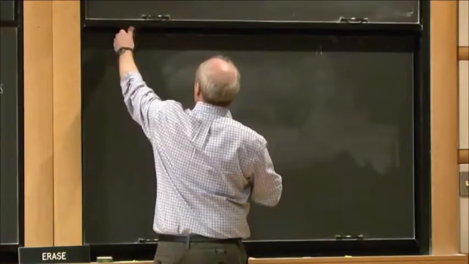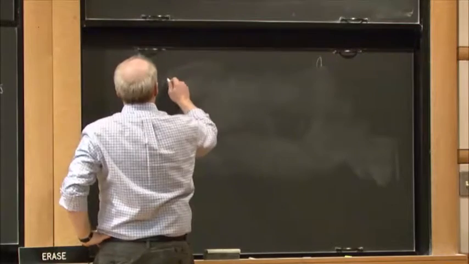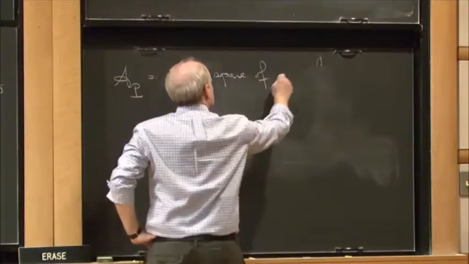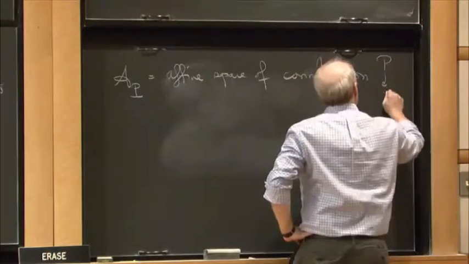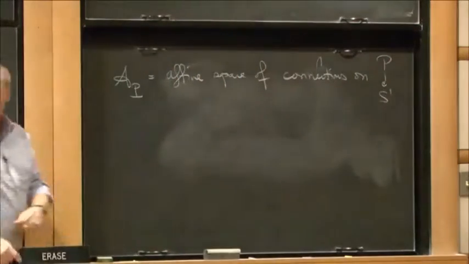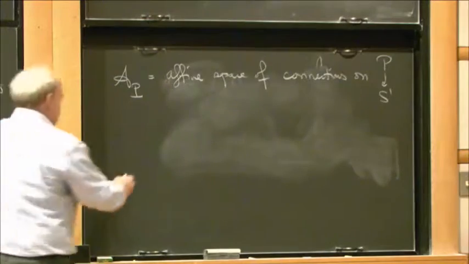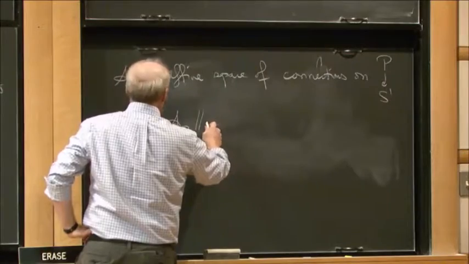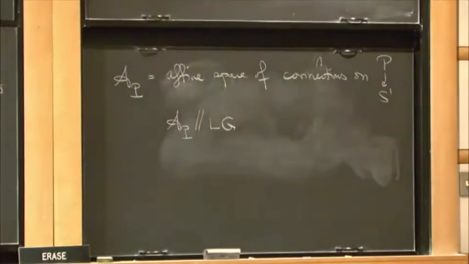Well, if I fix this bundle, then let's let A be the space of connections. So this is the affine space of connections on this bundle. So that's an infinite dimensional affine space, and the group of automorphisms acts on the connections. It acts by pullback. So we can think of that equivariant space, or that groupoid or stack, however you want to think of it. I'll just write the group of gauge transformations as LG.